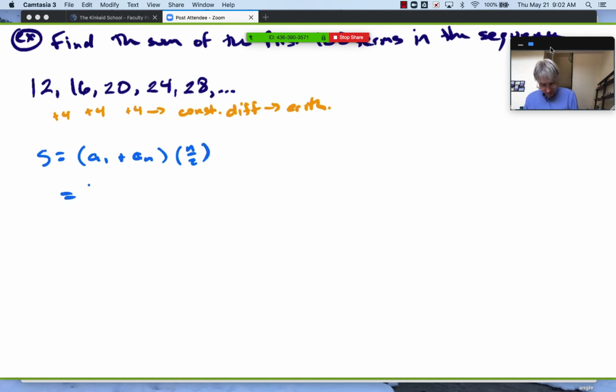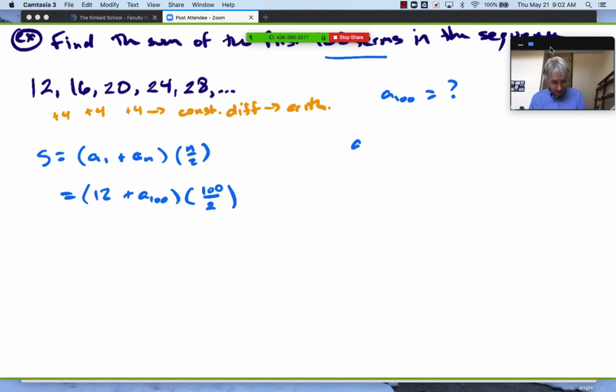I know what the first term is, it's 12. I don't know what the 100th term is, so we're going to have to find that. But I do know I'm looking for the sum of the first 100 terms, so I can put 100 there. And then to find the 100th term, I'm going to use the formula for the definition of an arithmetic sequence.